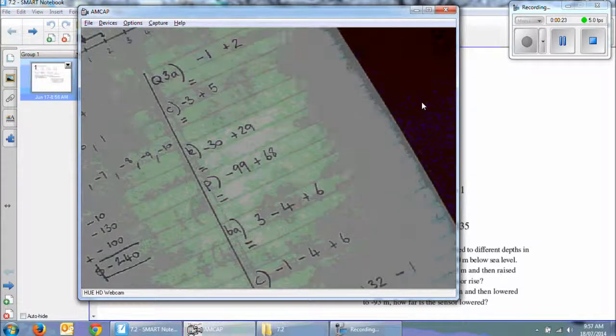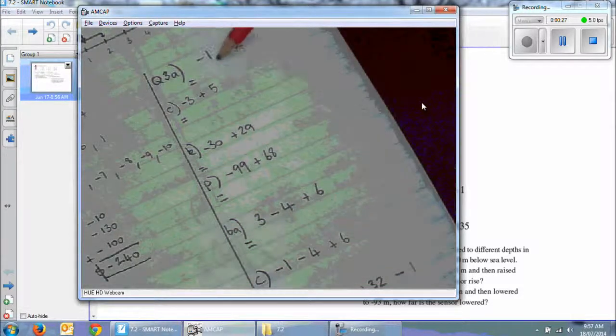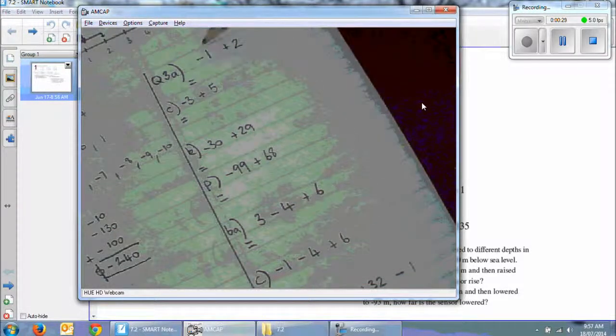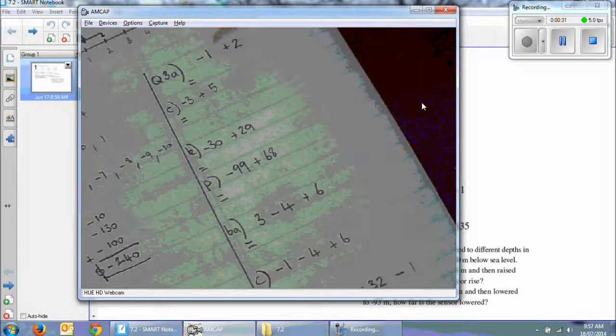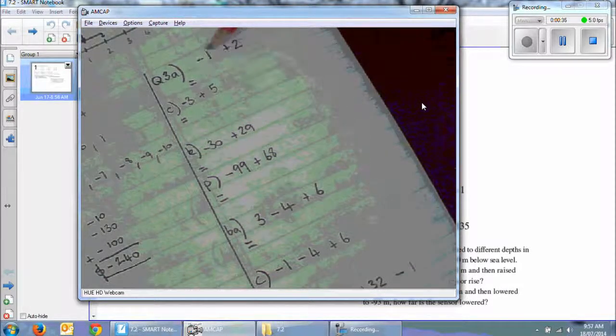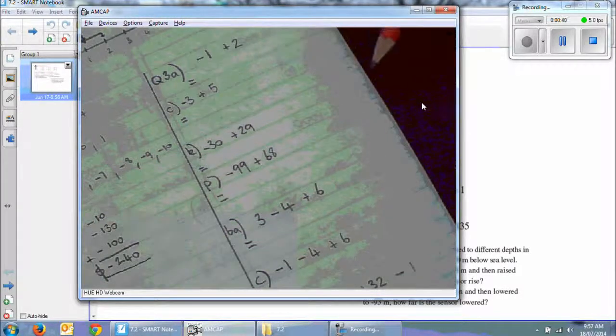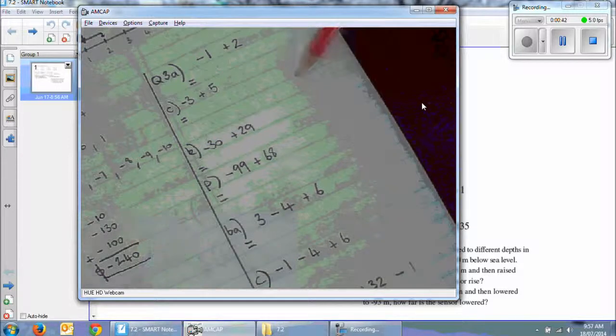Now it's really important here to remember that the first number of a problem is what you start with. So that's sort of like your opening balance. If you've got a bank account, your opening balance is what you have there at the beginning. So in this case, we have -$1. So we owe the bank $1.